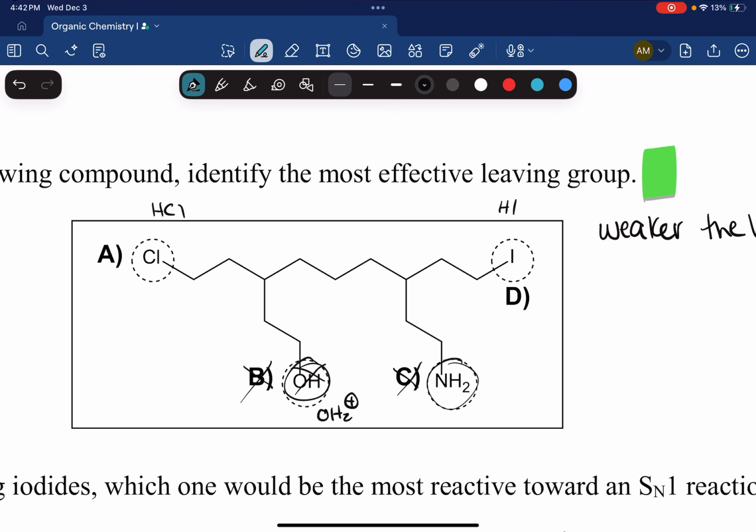What else would make it a better leaving group? Iodine is really big, right? It's a big atom. And I could be telling you guys the wrong thing, but I think it makes its bonds not weaker, but kind of less stable. Because it's so big, it has a harder time with that bond. So I'm going with my gut here. I think iodine is better than chlorine. Okay, cool.